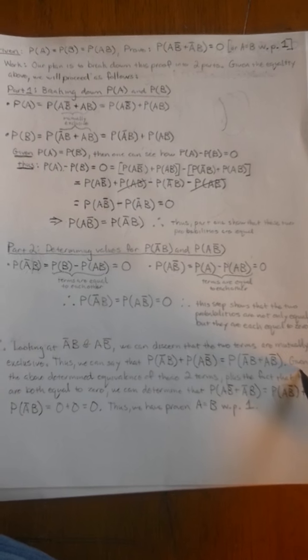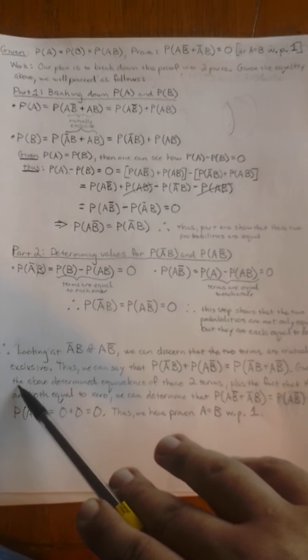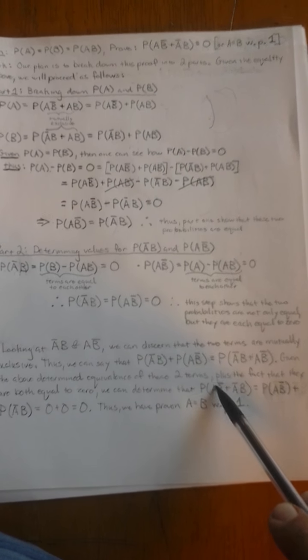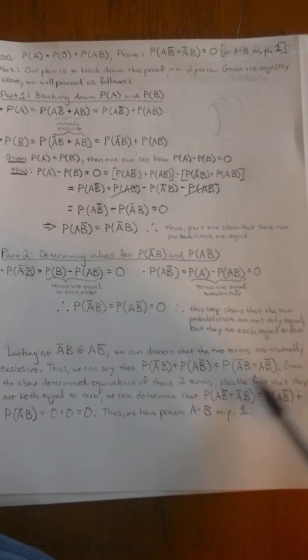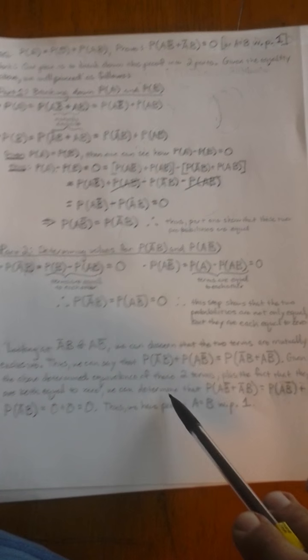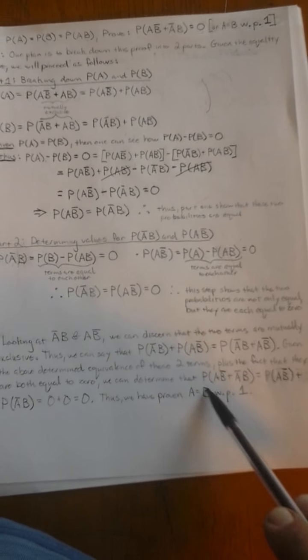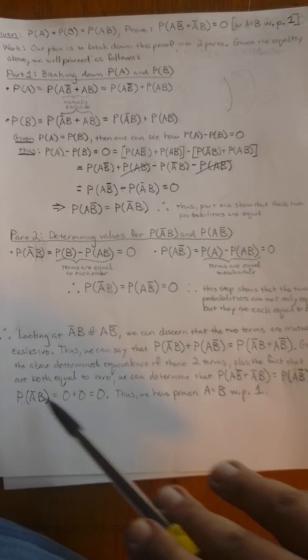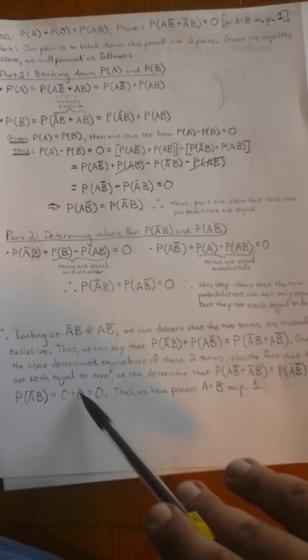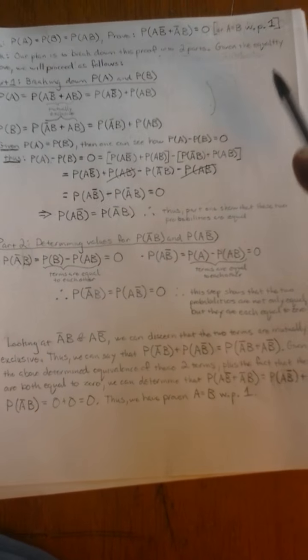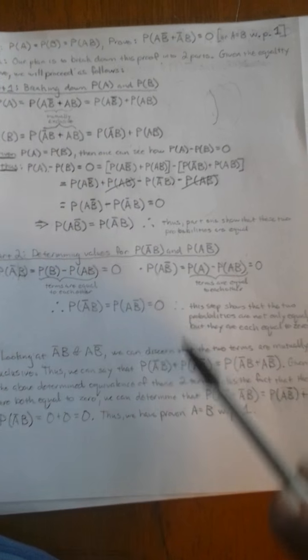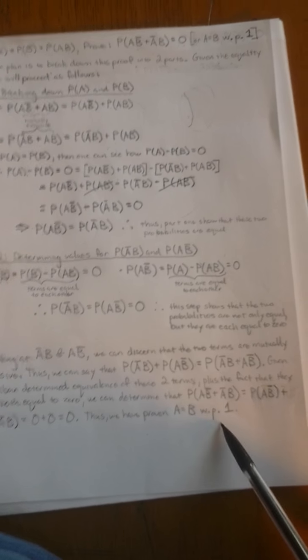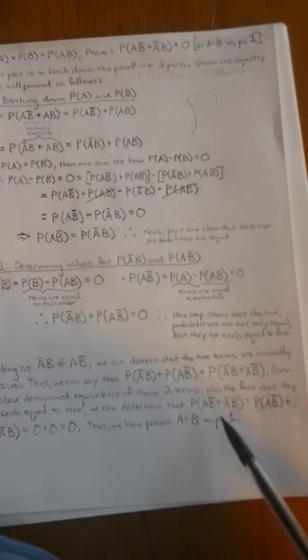Now, why is that important? If we take all the data that we used up here for these terms, plus the fact that they are both equal to 0, we can break it down and show that this term, which is what we're trying to prove, is equal to the individual parts, which is basically 0 plus 0, and overall is equal to 0. Hence, we have proven that A is equal to B with a probability of 1.